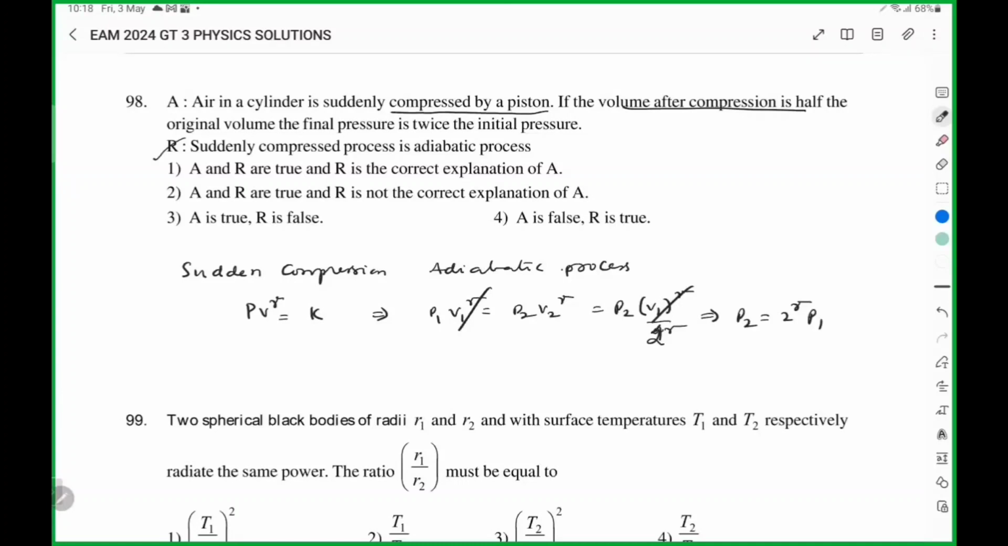So finally, A is false. We cannot say double. It depends upon the nature of the gas, monatomic or diatomic. So it's R is true. Fourth option.